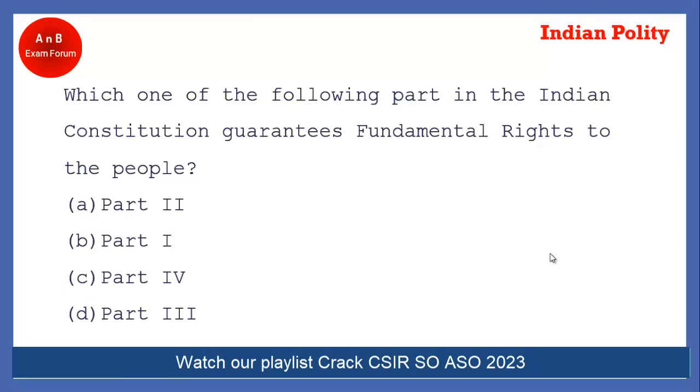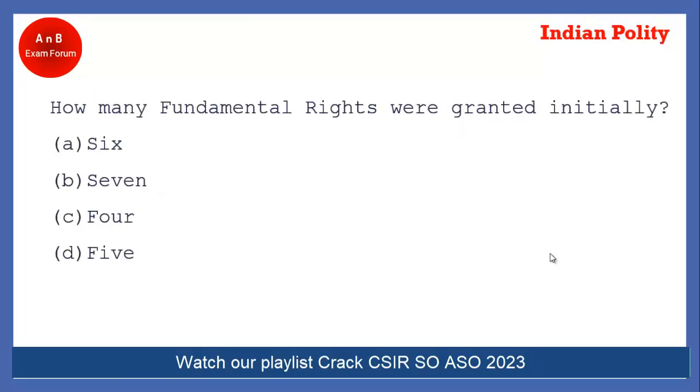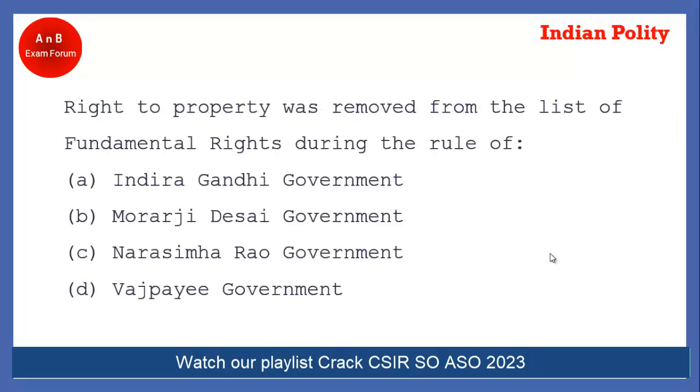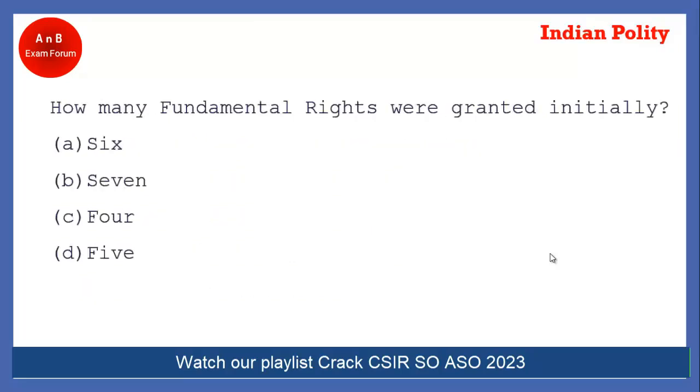Coming to the next question: how many fundamental rights were granted initially? There were 7 fundamental rights granted initially. We will see the fundamental rights in the last slide when we summarize these questions. Initially there were 7 fundamental rights, but after that the right to property was ceased by the court. So we have only 6 fundamental rights right now.